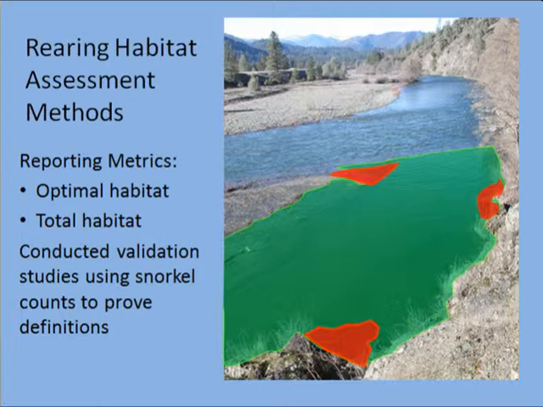And when you sum all the different kinds together, our two suitables and our optimal, we get total habitat. So some of the graphs you're going to be seeing and how we report is we talk about optimal habitat, and that's the best of. And then we also talk about total habitat, and that's any suitable or optimal habitats that the fish might use.